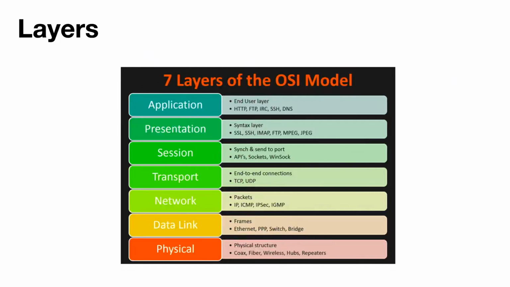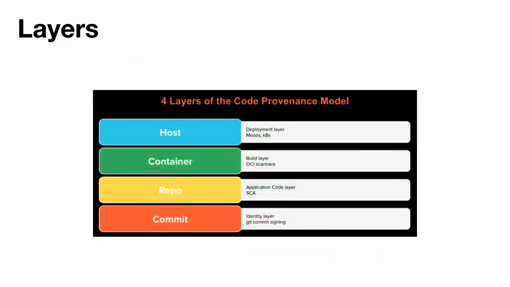All right. So another way to kind of drive this home is to compare this to the OSI model and layers, right? The main attributes that make it kind of similar are the fact that each layer has its own scope and responsibilities, only really communicates one layer above or below, but still gets those benefits because of the encapsulation and chaining that's actually happening. So I present to you the 4 layers of the code provenance model.